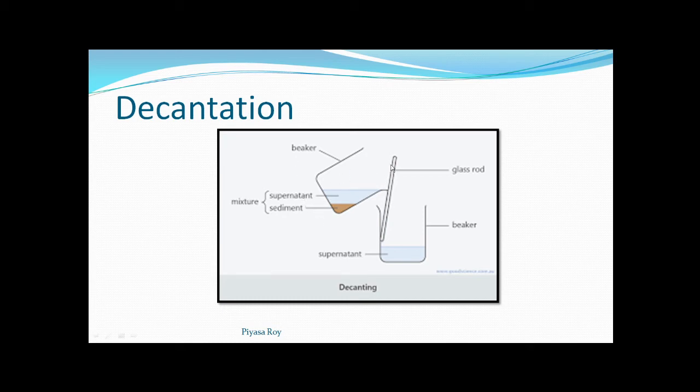Now, using a glass rod, which is nothing but a rod made of glass, from this beaker, slowly and without disturbing the sediment, we can transfer the supernatant liquid to another beaker. See, slowly we pour the supernatant liquid through the glass rod into another beaker. This process is called decanting or decantation.